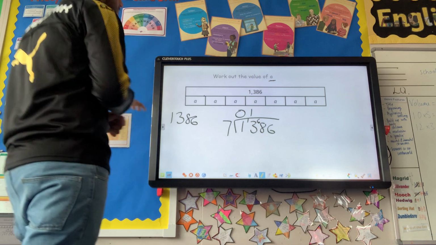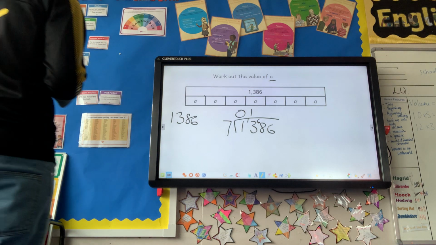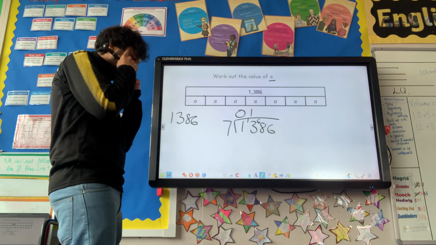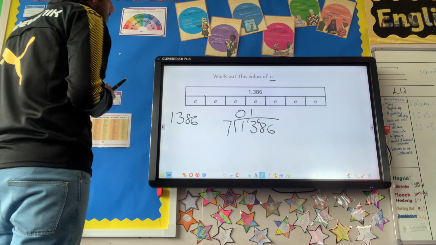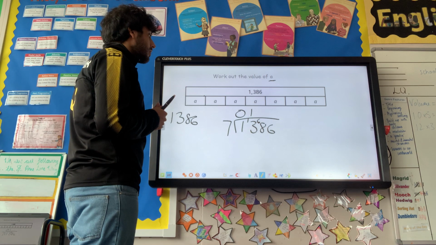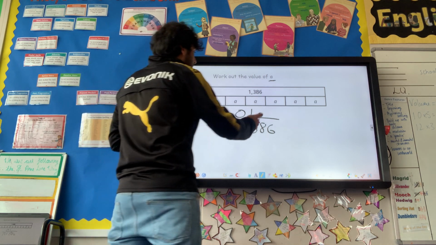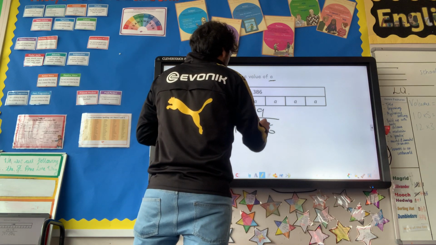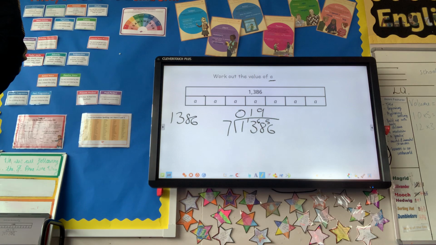Okay, well, next one. 7 into 68. Okay, let's get my thinking cap on now. Well, I know 7 times 9 is 63. Next one up is 10, it's 70. So it goes in 9 times with 5 left over.